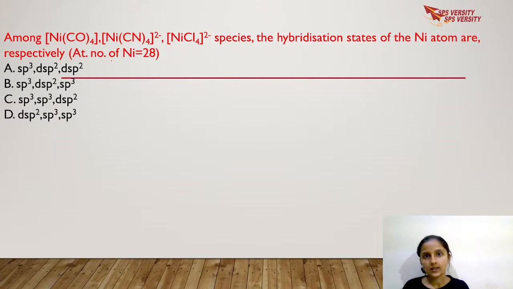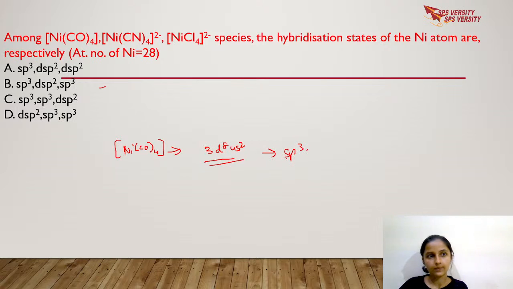Among the complexes, the hybridization states of the nickel atom are easy to determine. In Ni(CO)4, nickel is in the 0 oxidation state, 3d8 4s2, so all electrons are going to pair up. So this will be sp3. Then we go to the second one, nickel tetracyanide 2 minus. The configuration would be 3d8, the electrons are going to pair up, and you are going to have dsp2 hybridization. So the correct answer should be either A or B.